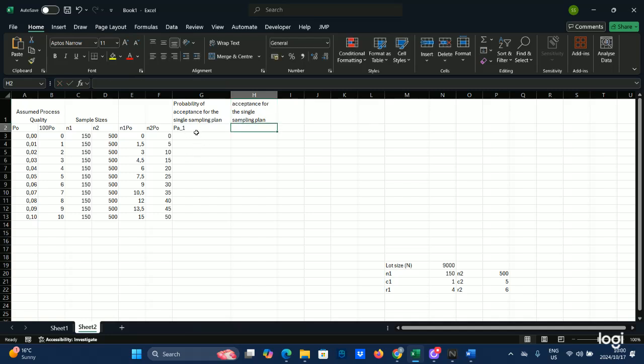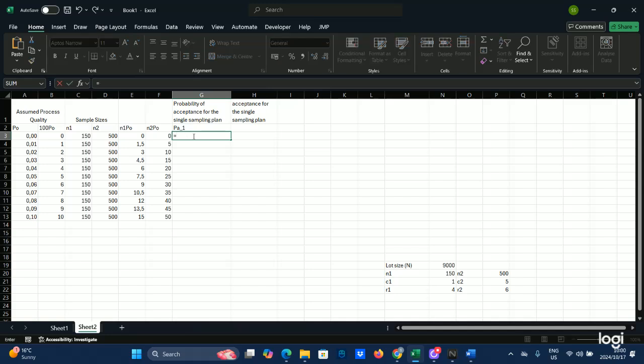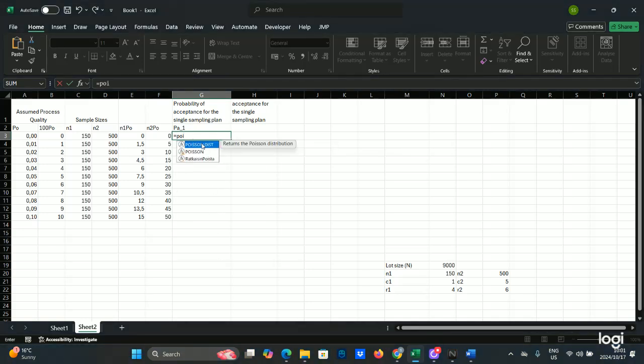Right. So now we calculate, as I said, the Poisson distribution. It's the most accurate probability distribution that can be used to calculate the probability of acceptance in acceptance sampling. So as such, we're going to use the Poisson distribution. This is the one right here, so you select it.